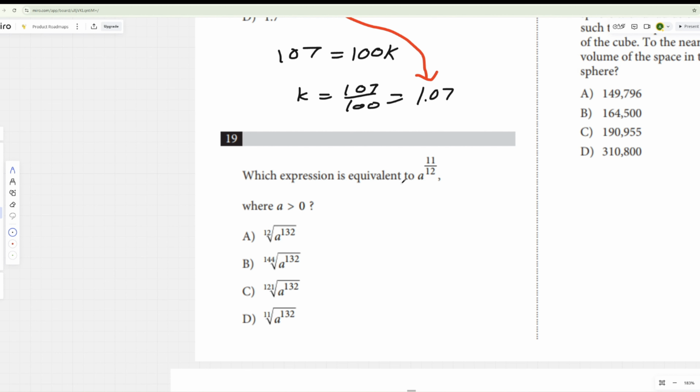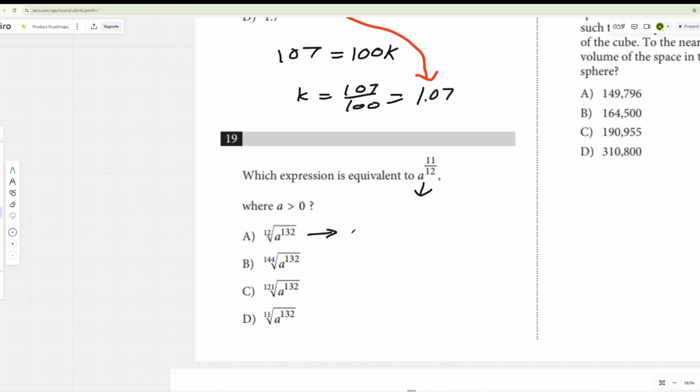Okay, which expression is equivalent to a to the 11 over 12, where a is bigger than 0? Well, again, this is going to be something that you're going to need to use your exponent rules for. And I have a video on my channel on basic exponent rules, all the exponent rules you're going to need for the SAT. So after this video, you can check that out if you need a refresher. So basically, to recap, this is the same thing as the 12th root of a to the 11. So knowing that, we can convert the radical forms into the exponential forms.